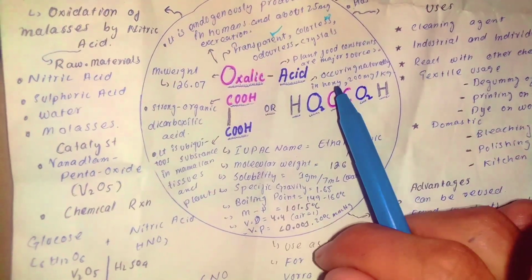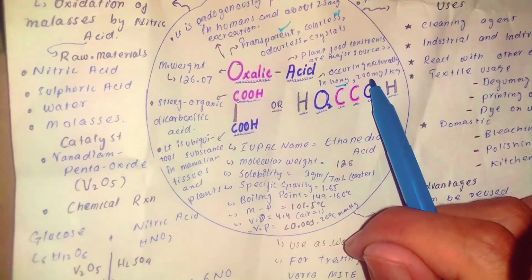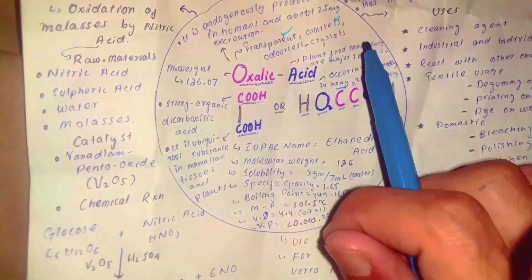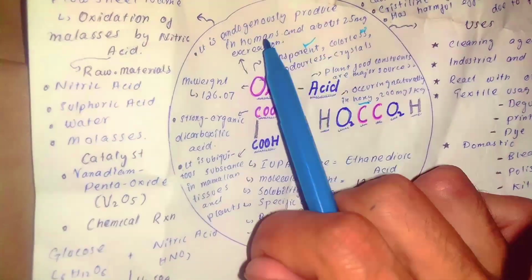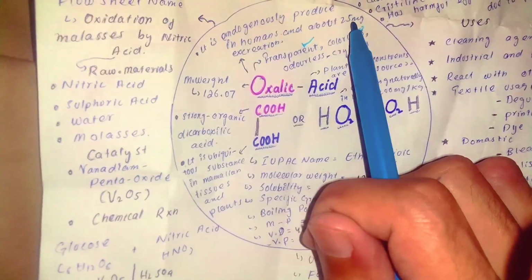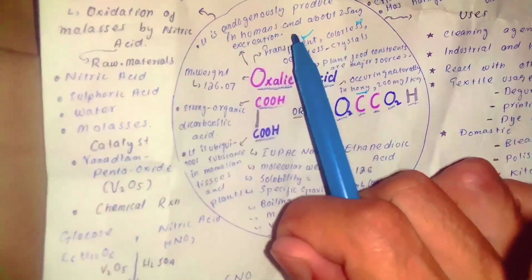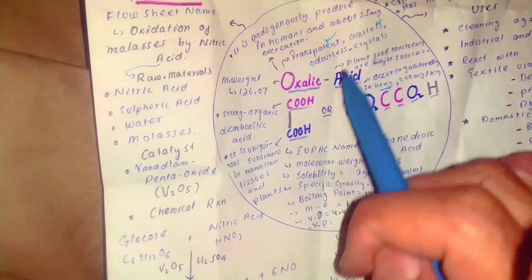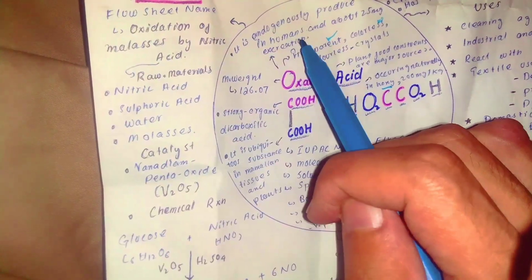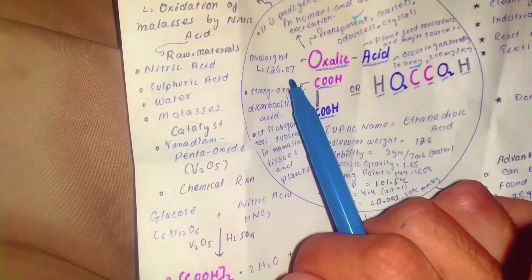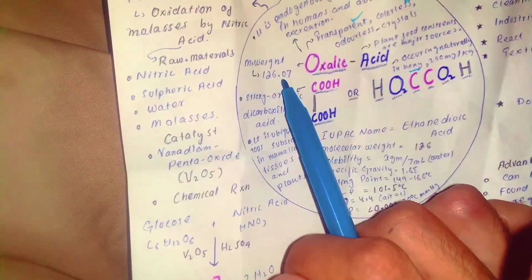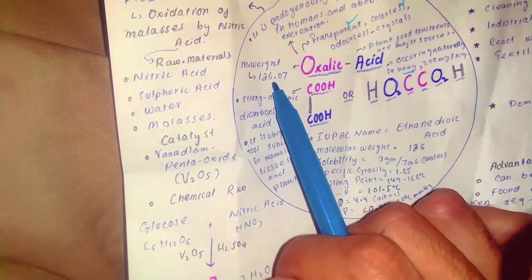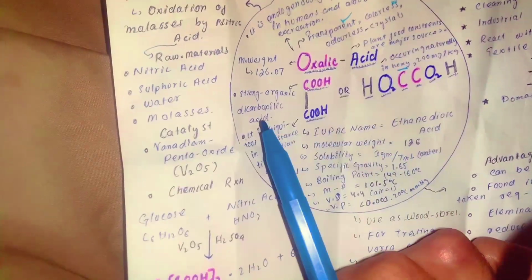It also occurs in honey. In this concentration there is 200 mg per kg, and it is endogenously produced in humans, with about 25 milligrams excreted. So we can say that this acid is also formed or produced in the human body. The normal weight of oxalic acid is 1 to 6.07 kg.